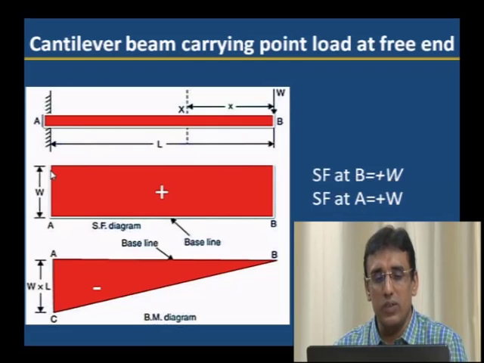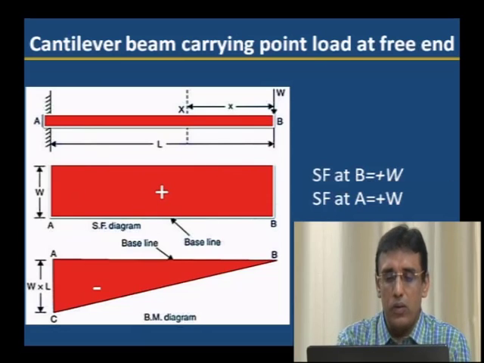To draw the shear force diagram, first you have to draw the horizontal line, and then draw the value W at A as well as at B. If you join them, we get a rectangular shear force diagram, which is positive, because both values W are plus. That is why it is considered a positive shear force diagram.